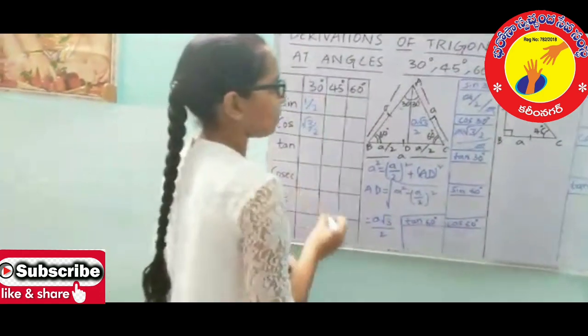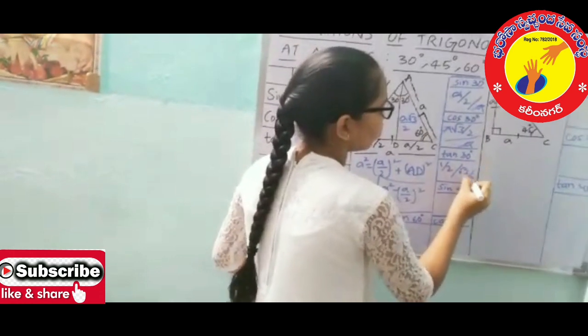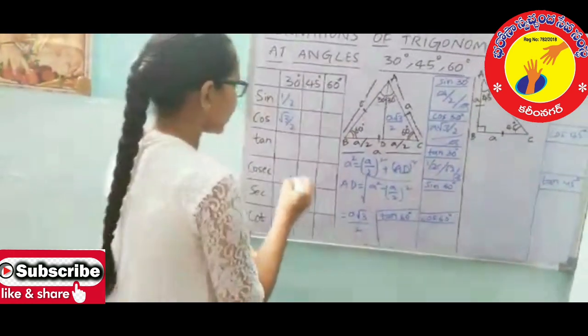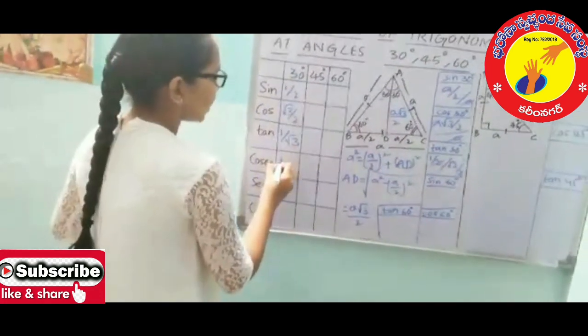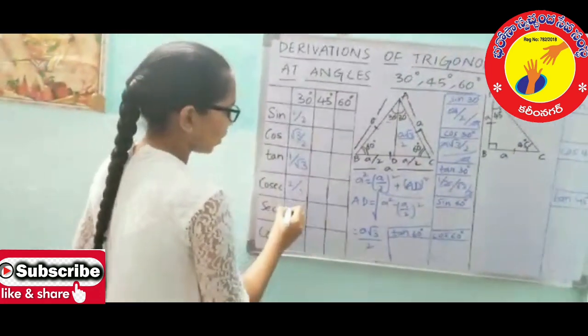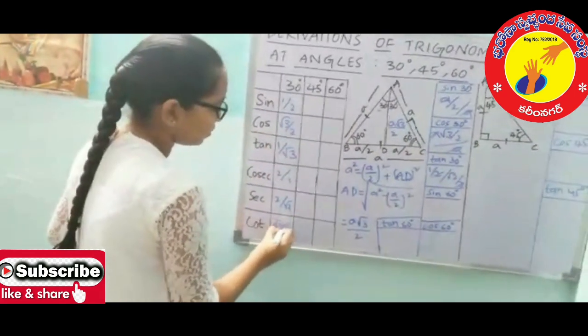Tan is equal to sine by cos. So 1 by 2 by root 3 by 2. So 2 gets cancelled and we get 1 by root 3. Cosecant is equal to 1 by sine. So 2 by 1. Secant is equal to 1 by cos. So 2 by root 3. Cot is equal to 1 by tan. So root 3 by 1.